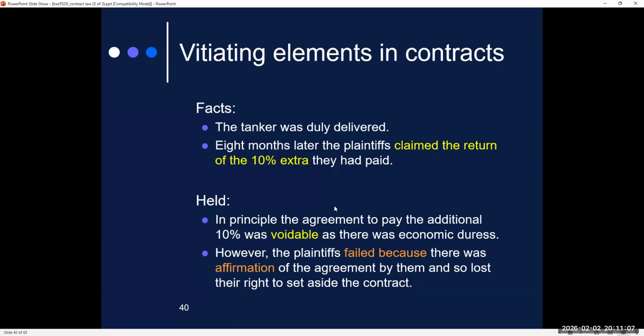However, the plaintiffs failed because what? There was affirmation. The problem is the plaintiff affirmed the agreement and so lost the right to set aside the contract. So originally that is voidable, voidable because that is an economic duress. But the problem is the plaintiff affirmed the agreement.